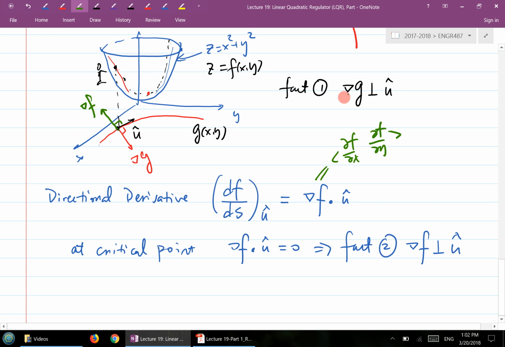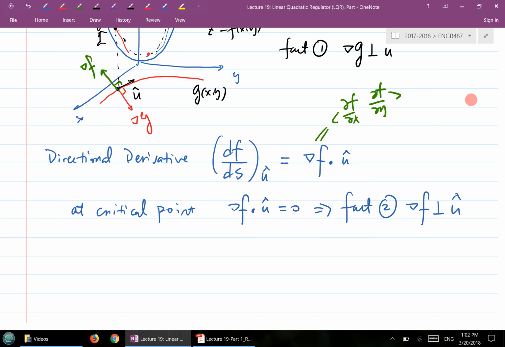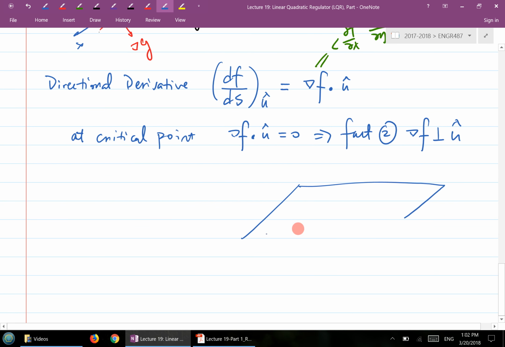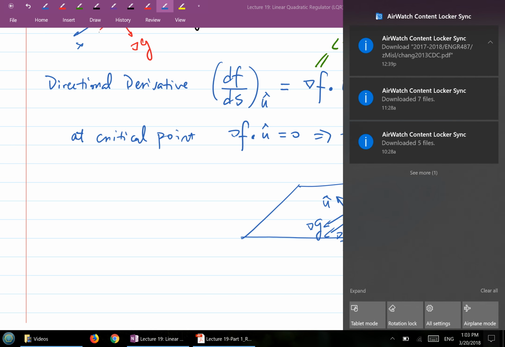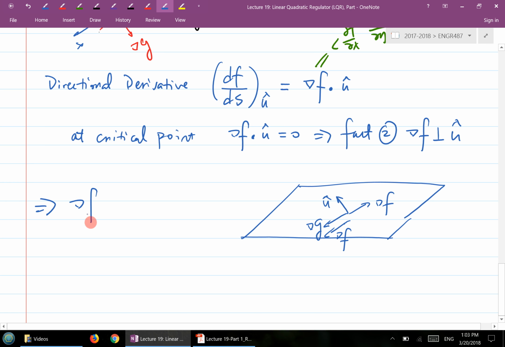So now you can see fact 1 and fact 2. Based on these two facts, you have them in the same plane, right? If I draw it here, in the same plane, here is u hat, here is del g, and this is del f. I drew del f in this direction, but maybe del f is actually in the other direction. Who knows, right? Both del g and del f are perpendicular to u hat. So basically, the two vectors del f and del g must be what? Parallel, right? They must be parallel.